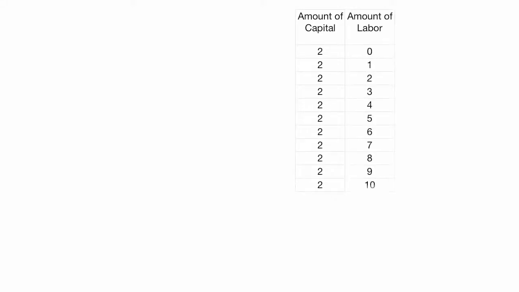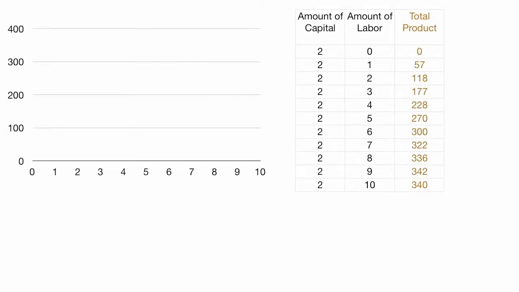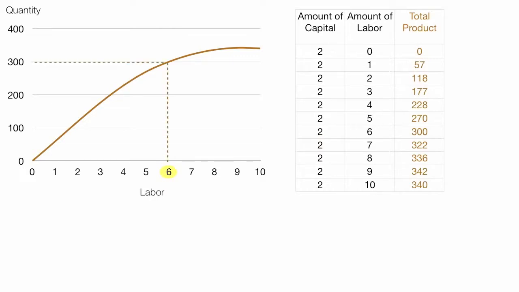And I'll try to go slow. The amount of capital in my example is fixed at 2, and I'll vary the labor. And I also know the total product. This is a given. Now if I plot labor along the x-axis and quantity along the y-axis, I can draw in the total product curve. For example, if my amount of labor is 6, my total product or my quantity produced will be 300. So the brown line is the total product curve and the brown numbers represent the curve. Again, my amount of capital is fixed at 2.